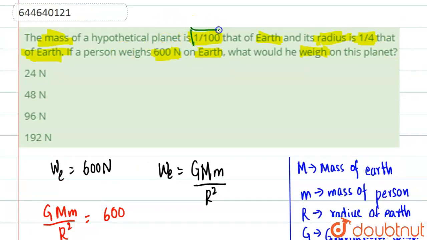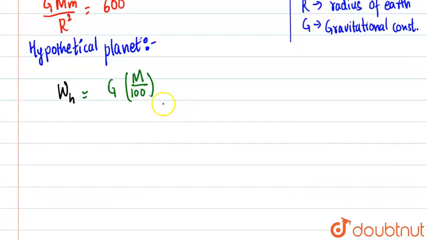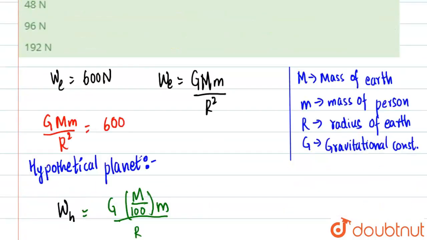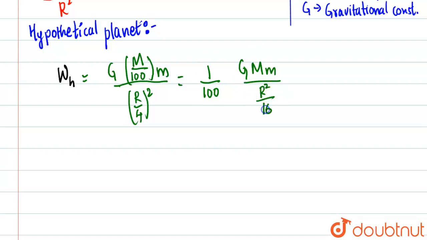Because it's given that the mass of the hypothetical planet is 1 by 100 of Earth. That's why I'm taking M by 100, times m, divided by R square. The radius of the planet is 1 by 4 of that of Earth, so we take R by 4, squared. Firstly, we take the 100 outside, so it comes 1 by 100, G M m divided by R square by 16.